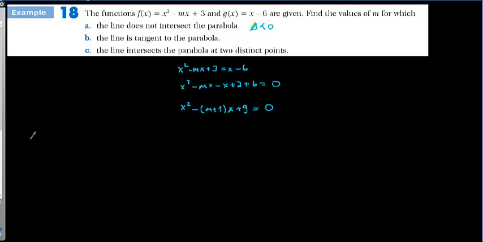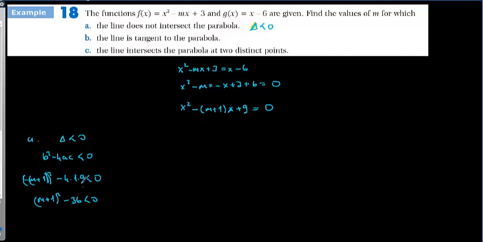When delta is less than 0, which means b squared minus 4ac is less than 0, then we are going to get minus (m plus 1) squared, actually (m plus 1) squared, minus 4 times a, which is 1, times c, which is 9, less than 0. That is (m plus 1) squared minus 36 is less than 0.